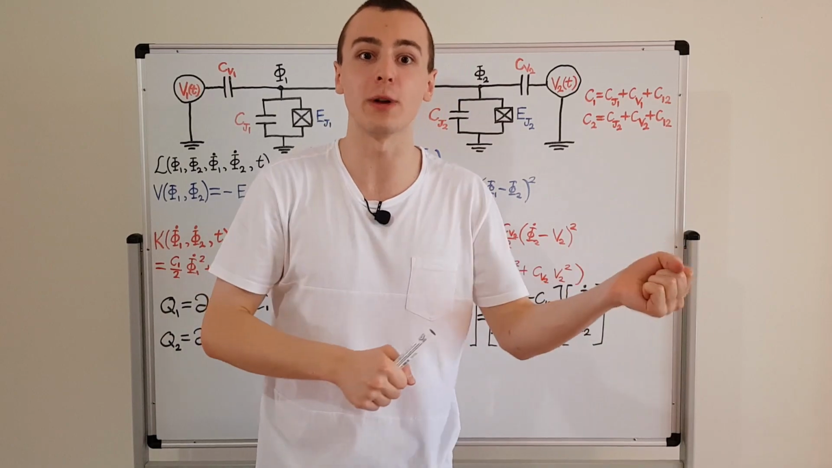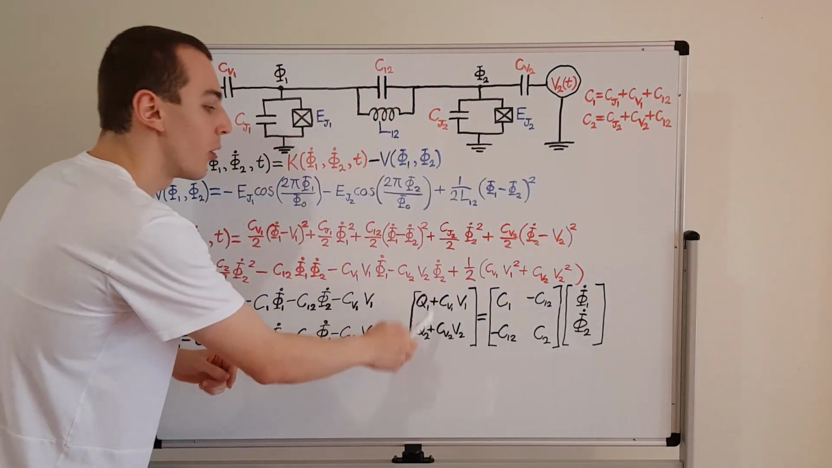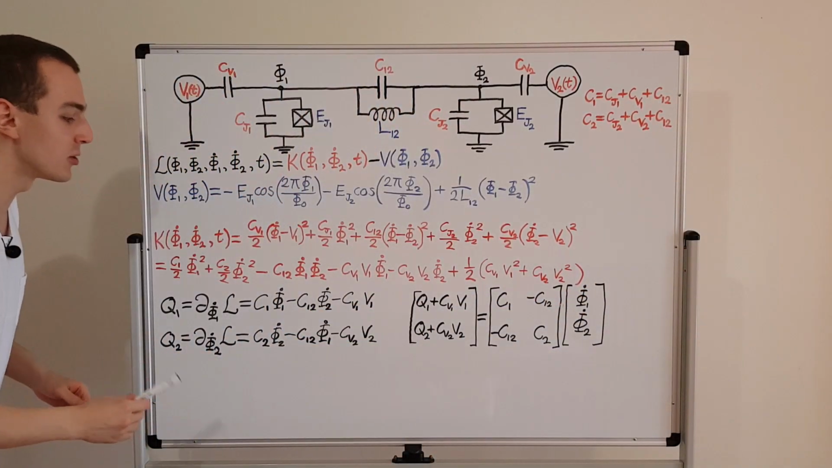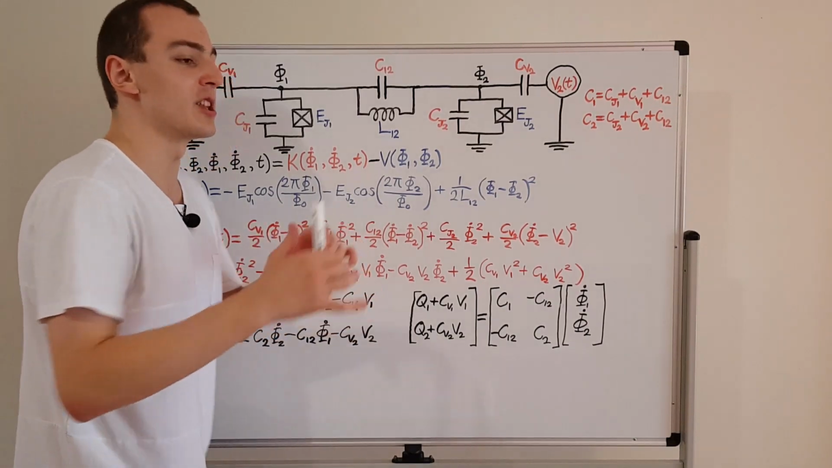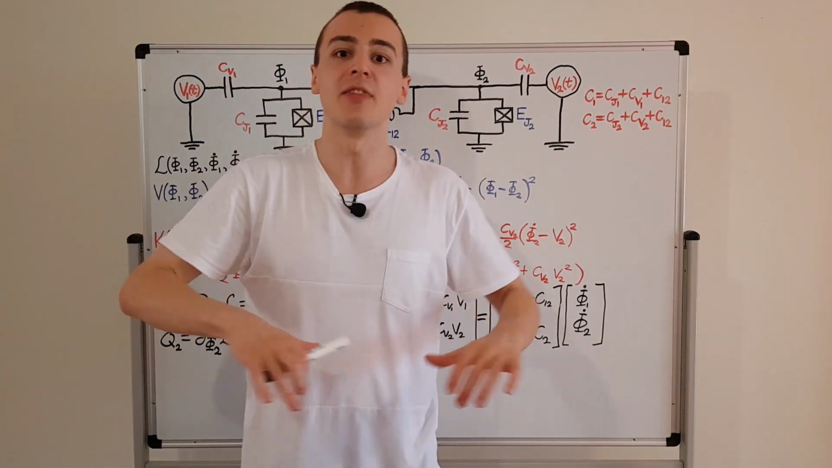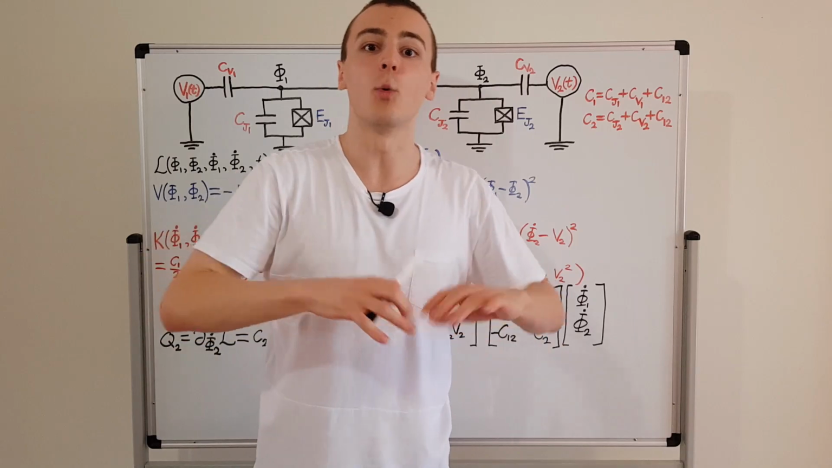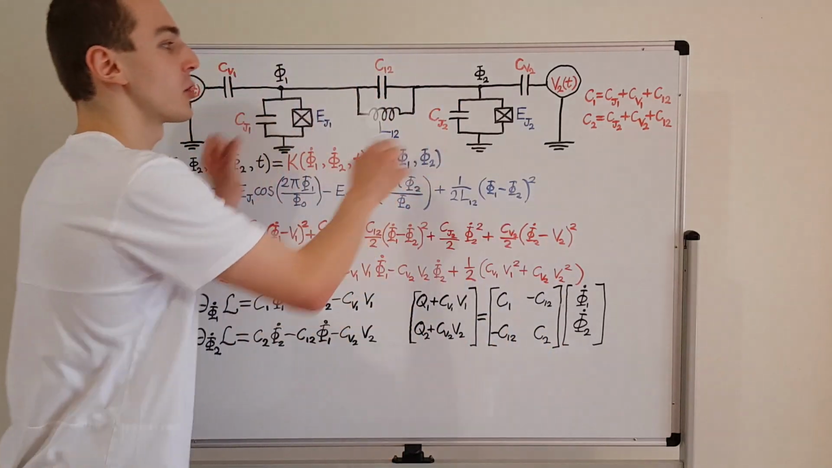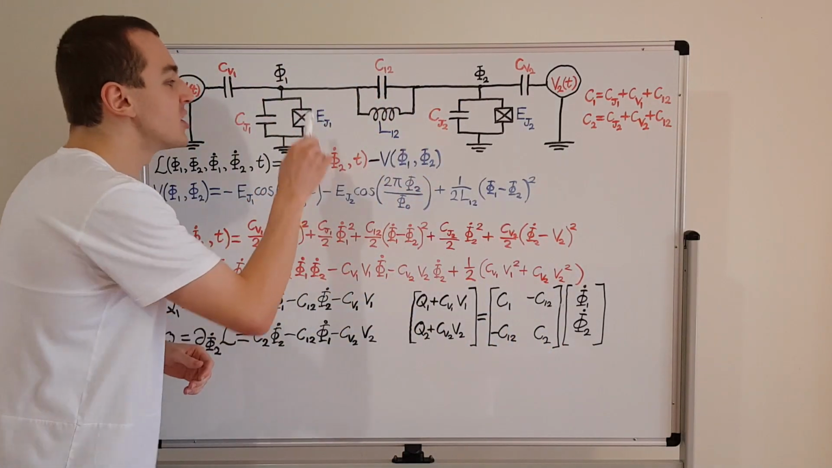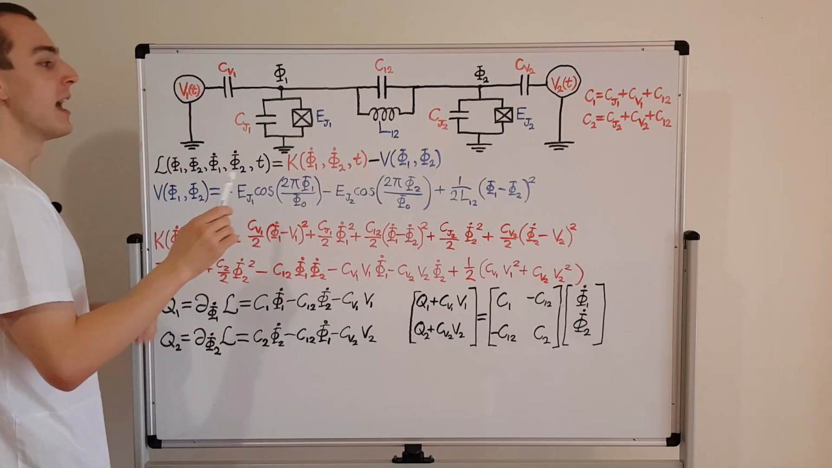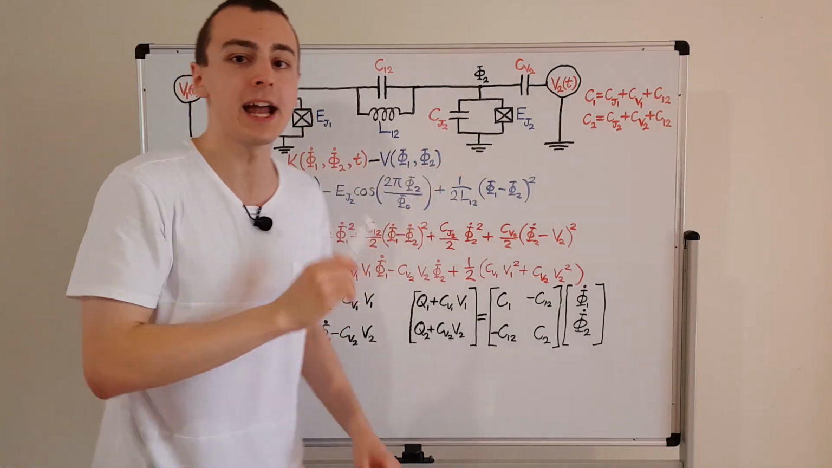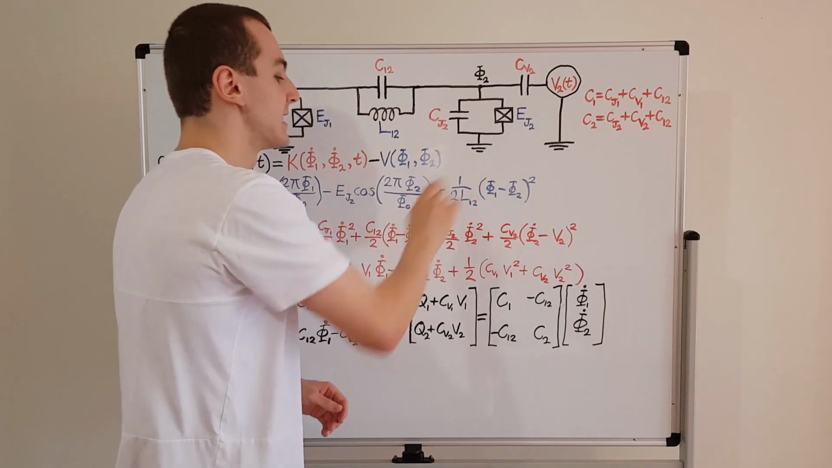The Hamiltonian becomes an operator. The q's become operators. And the phi's also become operators. So the flux and the charge become operators. And that allows us to have a quantum mechanical description of this circuit, which is going to be a superconducting circuit. So we can utilize the properties of quantum mechanics in this physical system.